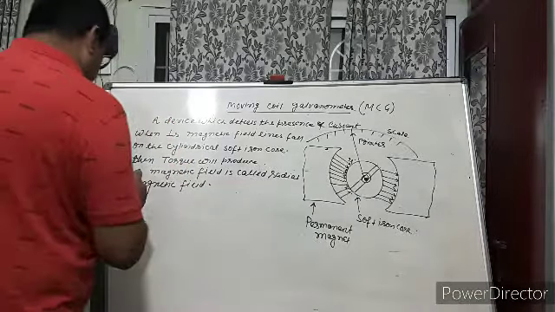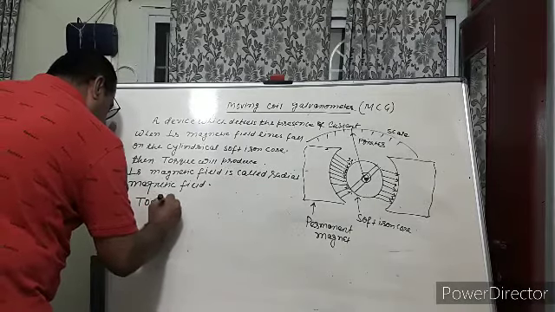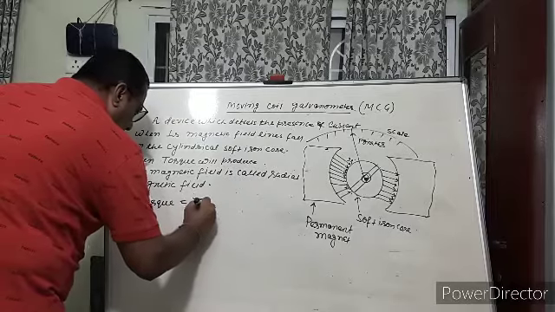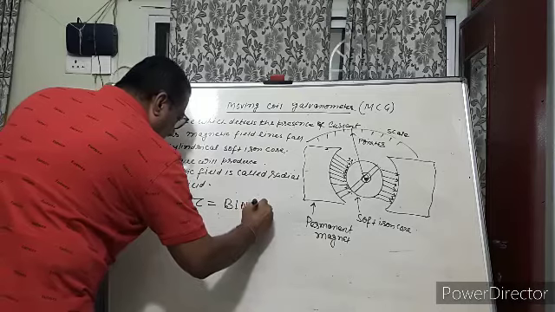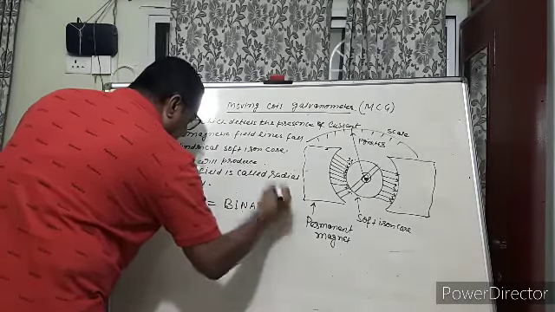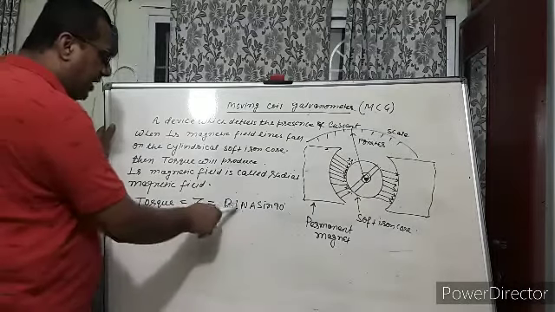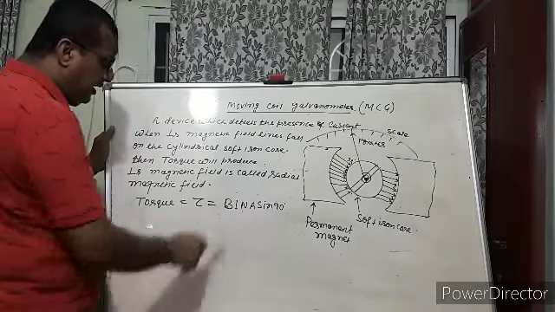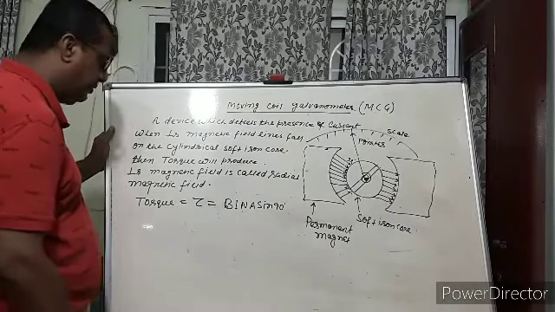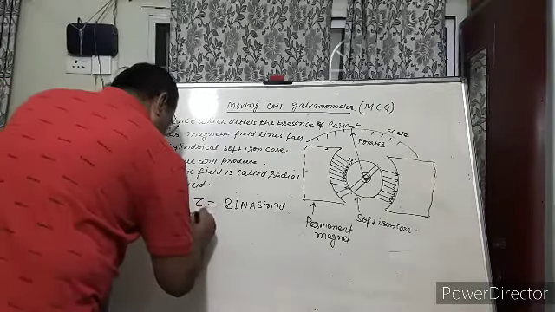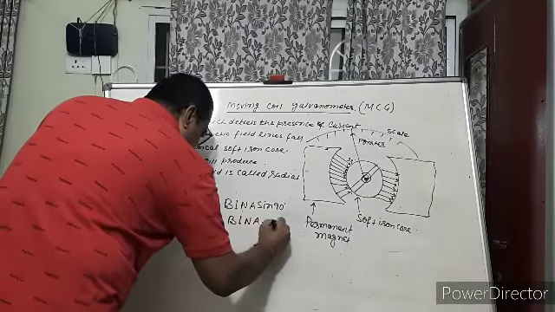So see, torque tau is equal to BINA sin theta, with theta 90 degrees, where B is the magnetic field, I is the current flowing through the turn, N is the number of turns, and A is the area of the coil. Now torque is equal to BINA. This is the first equation.